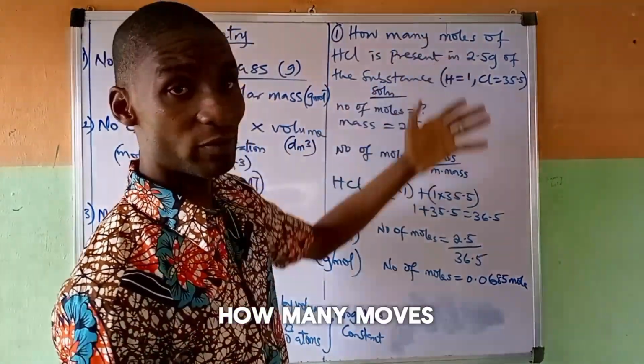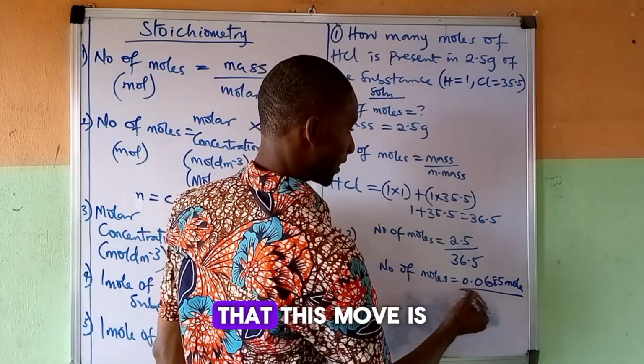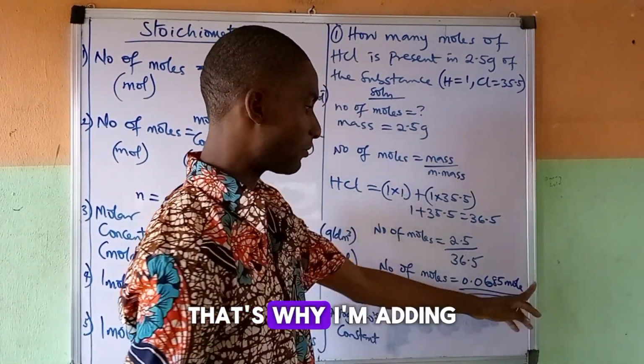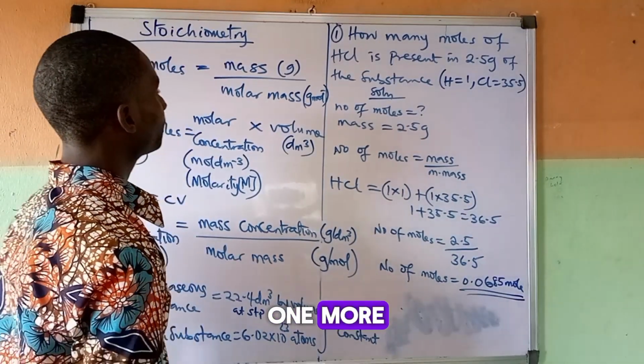Because the question says how many moles, our unit will be mole. Is that okay? Can you see that this is not up to 1 mole? That's why I'm not adding S, moles. Okay? It's not up to 1 mole.